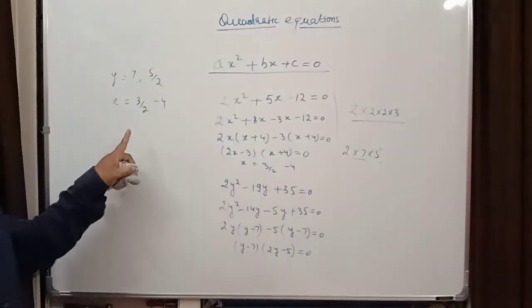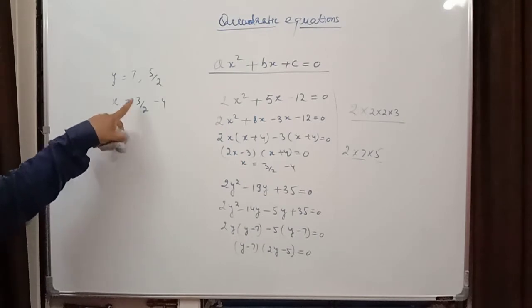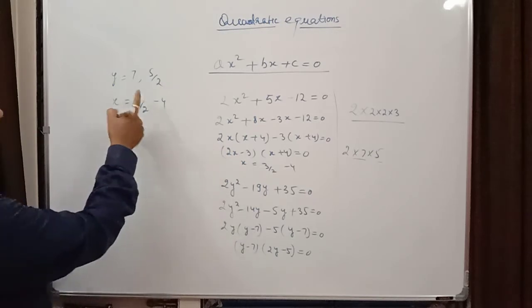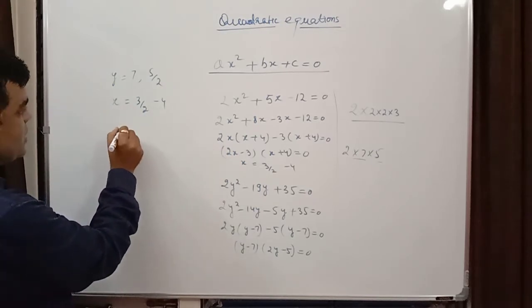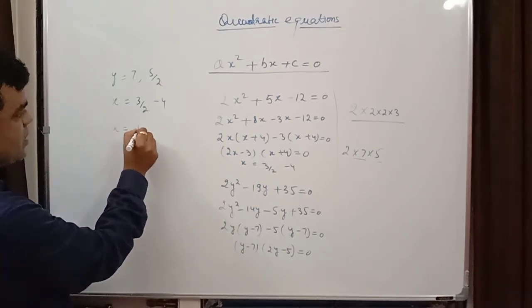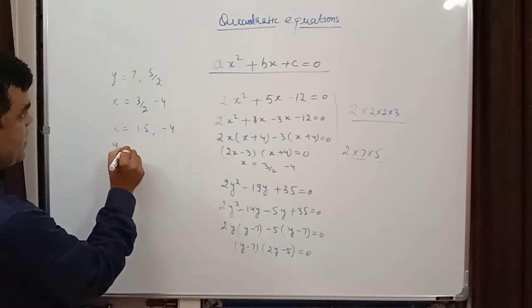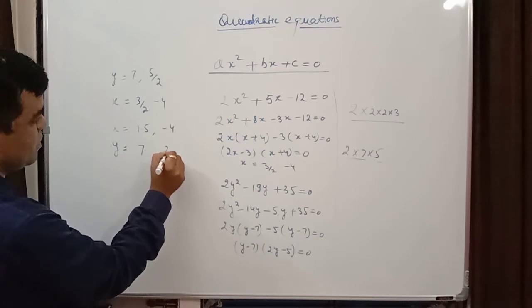You have to compare each root of x with both the roots of y. For example, you can write it like this. Suppose x is equal to 3 by 2, which you can write as 1.5 for simplification, and 4. Then for y you can write 7 and 2.5.